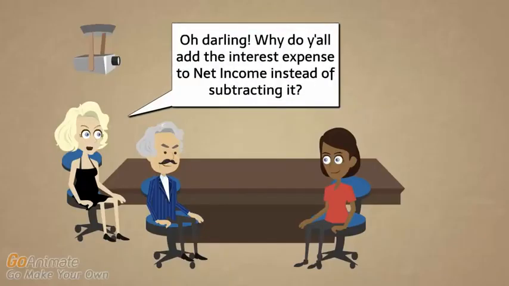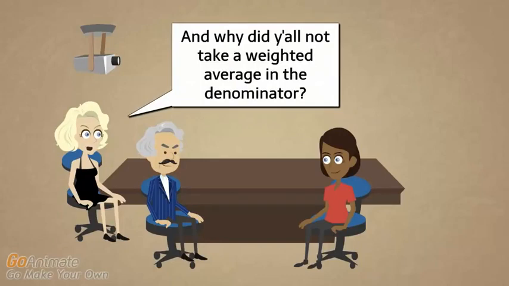Why do you add the interest expense to net income instead of subtracting it? And why did you not take a weighted average in the denominator?